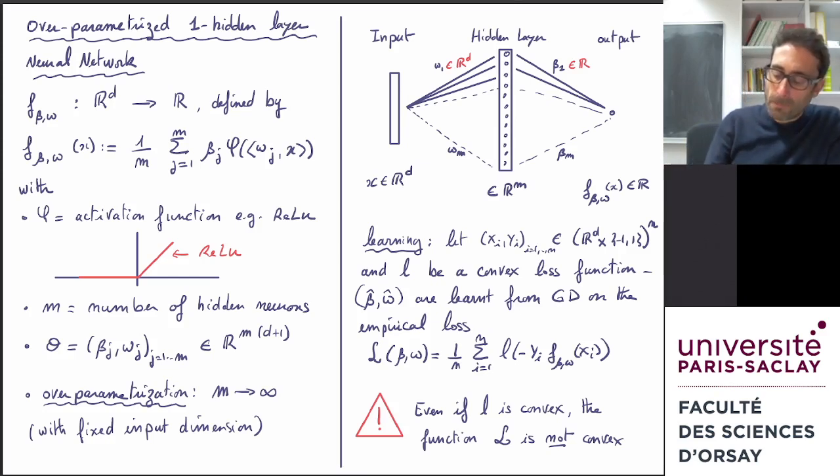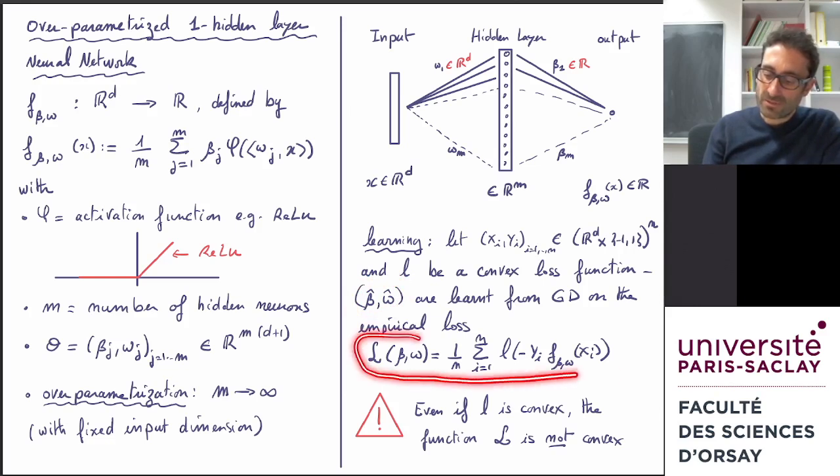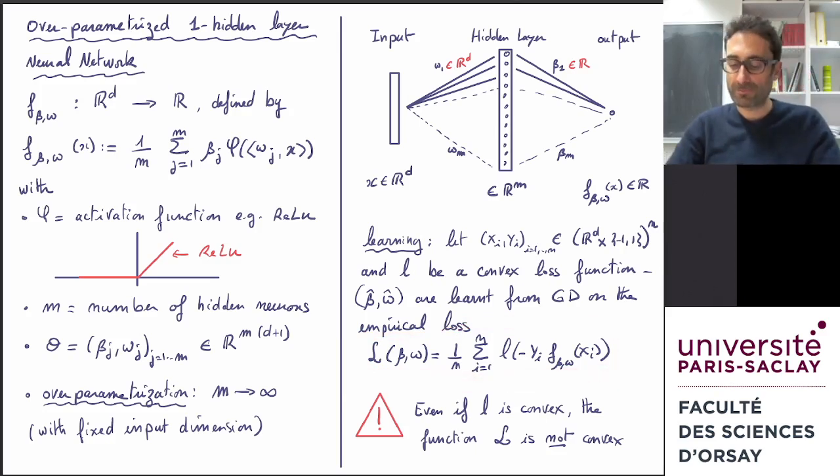So what will be our setting? We'll consider binary classification. We have some learning points, some xi in R^d, and some yi which takes the value -1 or +1. We have n observations for the learning dataset. We consider a convex loss function, and we learn the parameters by applying gradient descent on the empirical loss. So you take the empirical average of the loss on the learning points. Typically, you can think of the loss as the logistic loss.